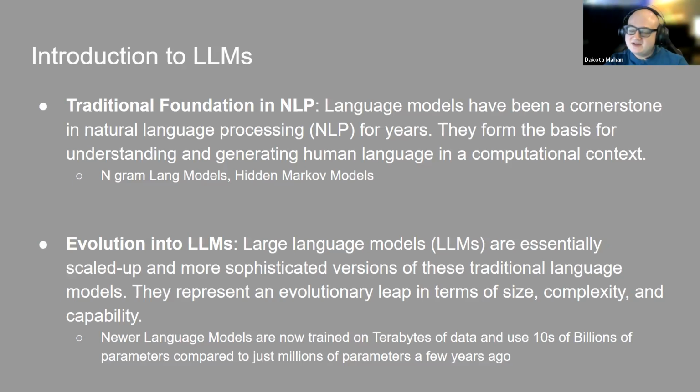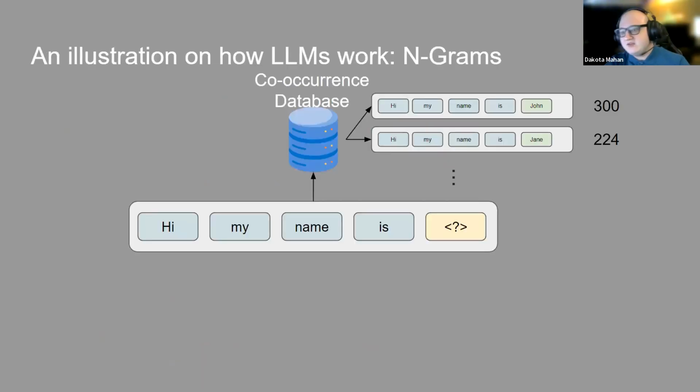Back to that slide. This is about traditional foundations in NLP and how it evolved to language models. We talked about the n-gram and hidden Markov models, and we've gone way past that. Now we're into large language models. We have billions of parameters and terabytes of data going into these models, and we're just now starting to look into how these things work precisely. There's a lot of interpretability research going into this.